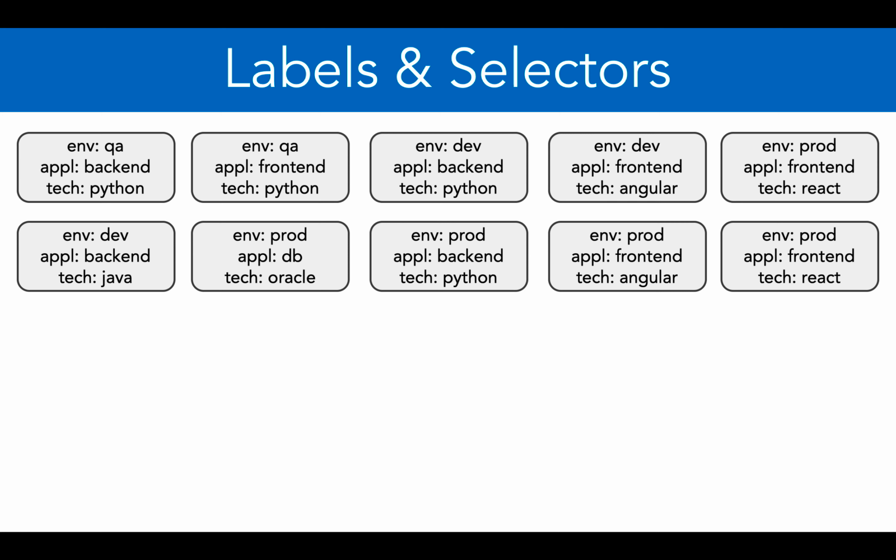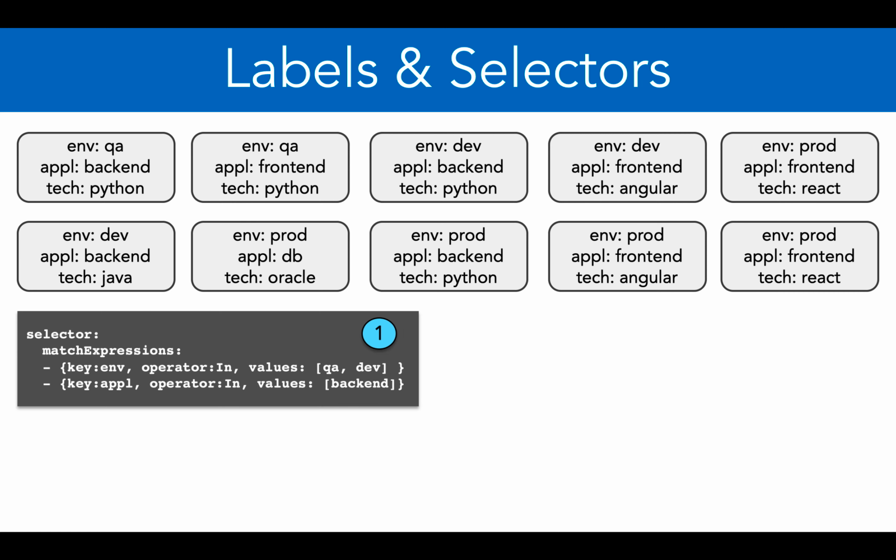Let's say these are my pods and these are the labels of all the pods. All of them have three labels: env, appl, and tech. So environment, application, and technology. Now I'll ask a few questions and we'll see how selectors would work here. So I have already labeled the objects. In this case the objects are pods, as I've already told you. Let's see how selectors work.